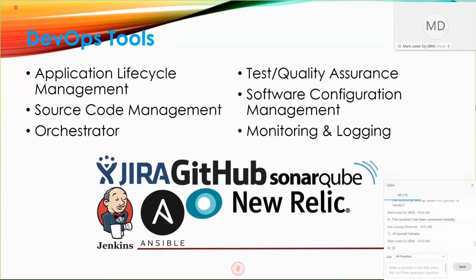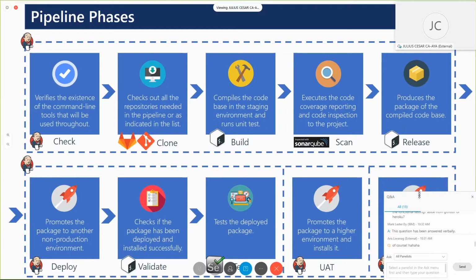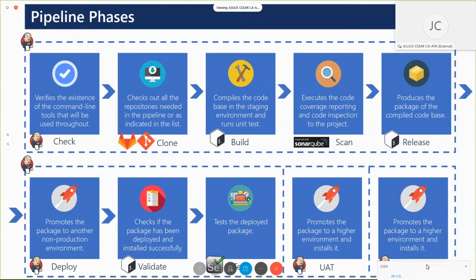Okay. So ito yung mga pipeline stages that are typically implemented in a project, but this can vary depending on the project needs or on the development needs. So this can be changed anytime. So we have here the check, clone, build, scan, and then release. Also deploy, validate, the UAT, and production. So the UAT and production are the environments.